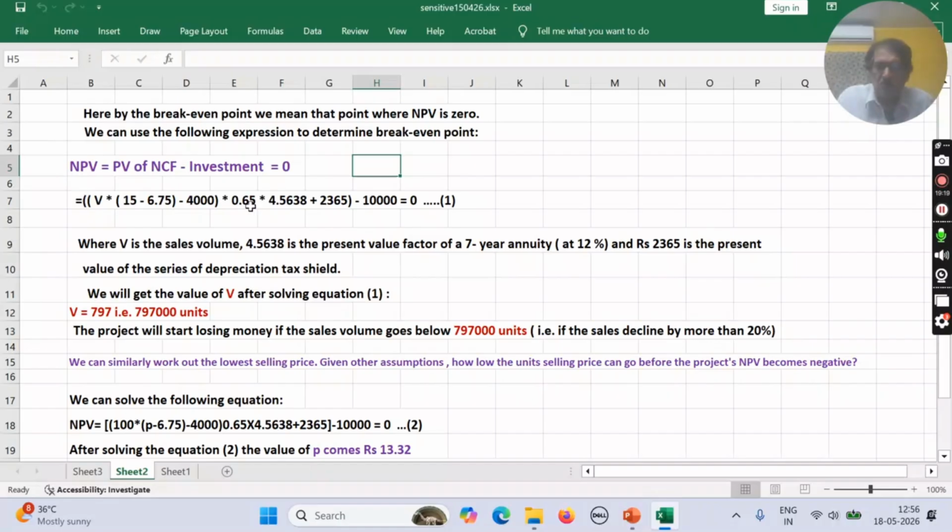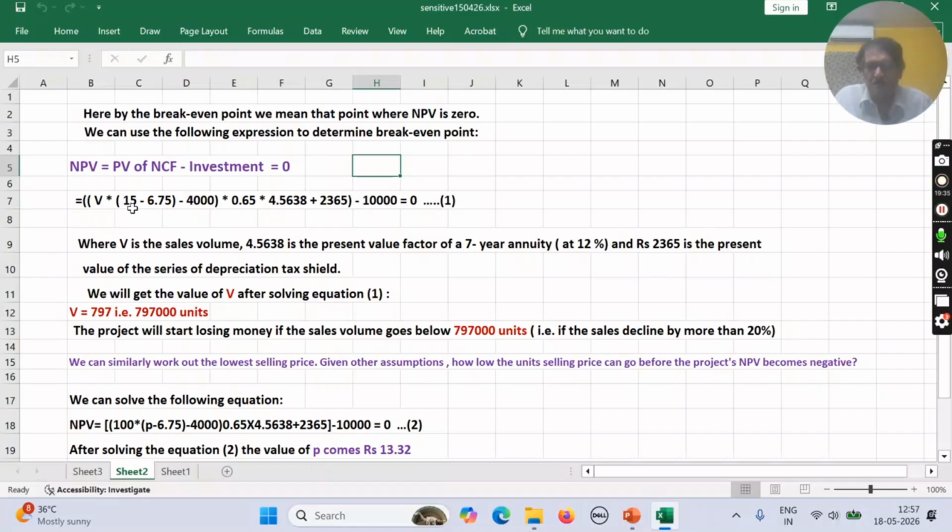Net cash flows year after year. This is the cash flows year after year. You have to compute the value of V. What would be the value of V? It means the volume for which the NPV will be 0.